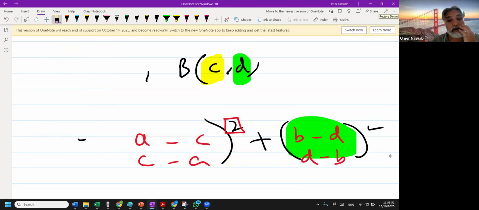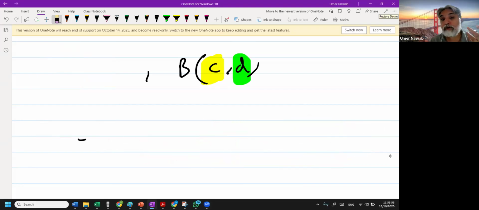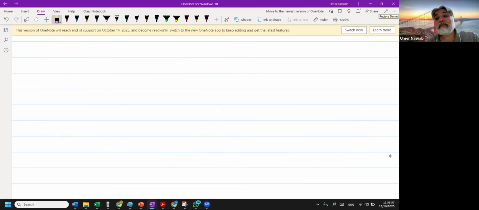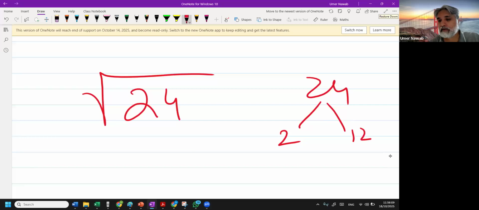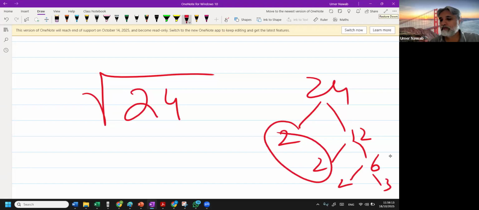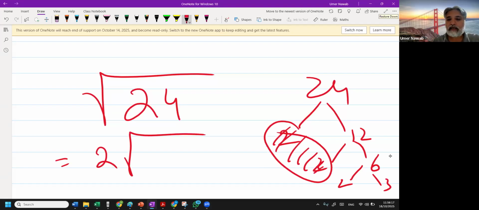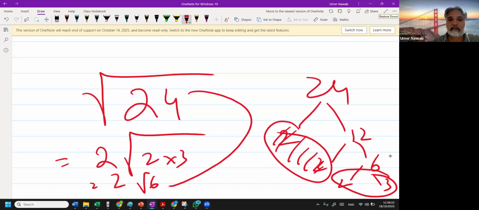If it is a non-calculator question, your answer may come in square root, and the examiner must have mentioned to give the answer in surd form. So we also know the surd form of root 24. I do the prime factorization of 24: 2 and 12, 2, 6, 2 and 3. How many pairs do I have? Only one pair. This pair makes 2 outside, and inside I am left with 2 times 3, which is 6. So 2 square root of 6 is the surd of square root of 24.